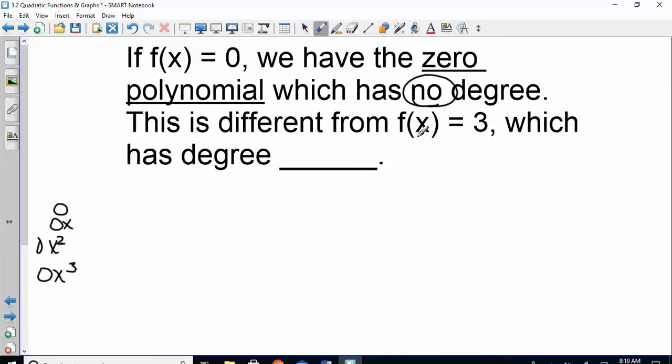It's different than if I have just a function equal to a different constant. 3 is the same as 3x to what power? 0, because anything to the 0 power is 1. So if it's 0, it has no degree, but if it's just any other constant, we say it has a degree of 0.